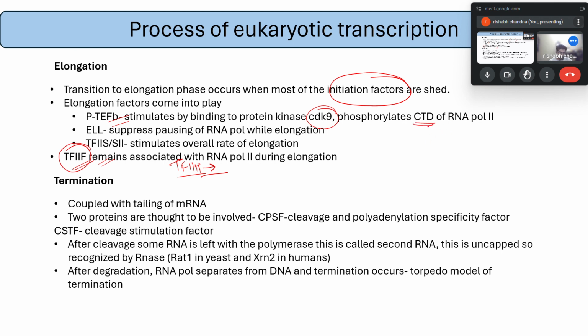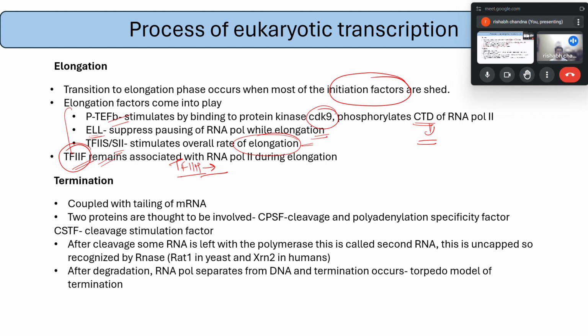So this helps in recruitment of the capping and the splicing enzymes during the transcription process only. Then we have the ELL. This basically helps in suppressing the pausing of RNA polymerase during elongation. The same thing applies to TFIIS, or S2. This stimulates the overall rate of elongation of the RNA polymerase. So these are the different elongation factors that are involved in the elongation process.